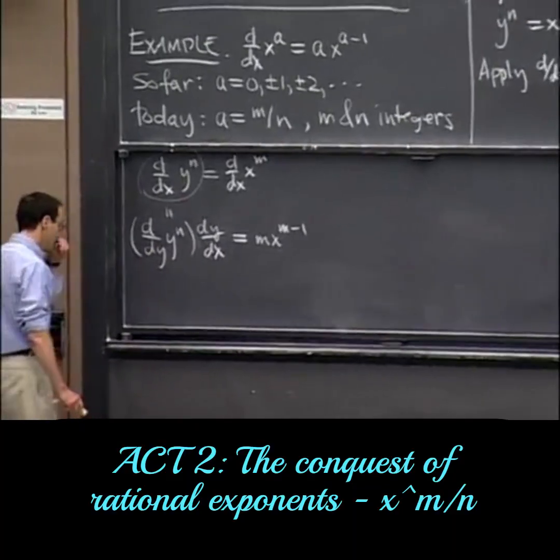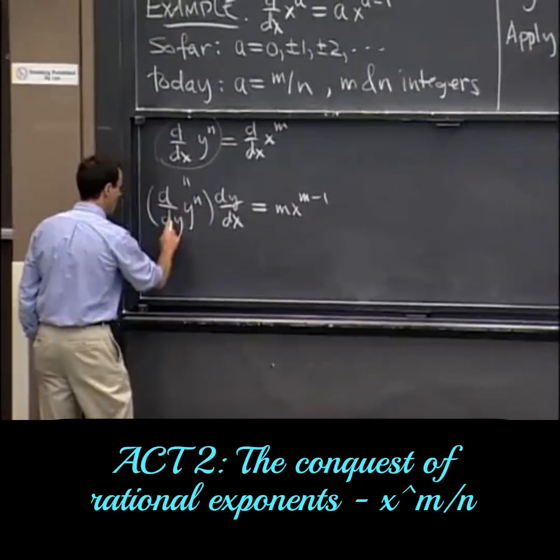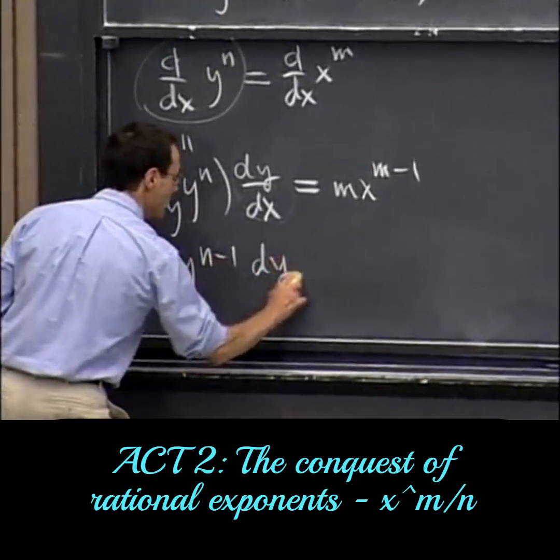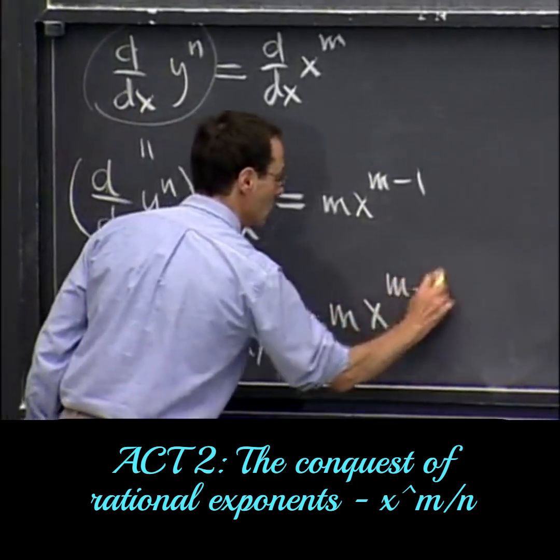And so this is the same as, I'll write it underneath here, n y to the n minus 1 dy dx is equal to m x to the m minus 1.